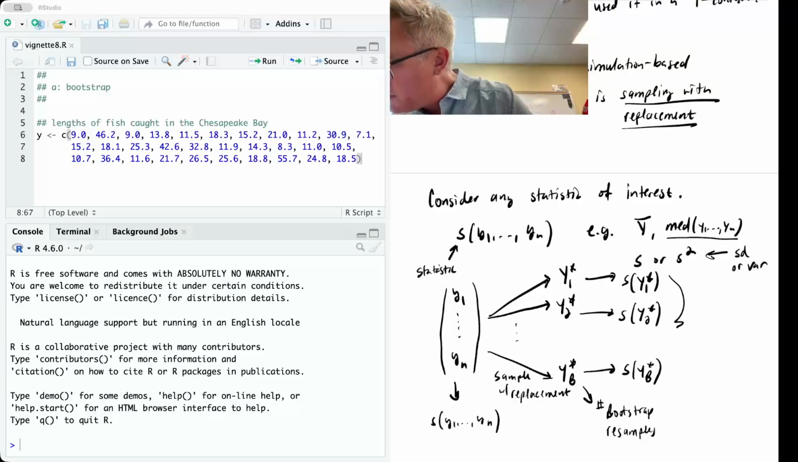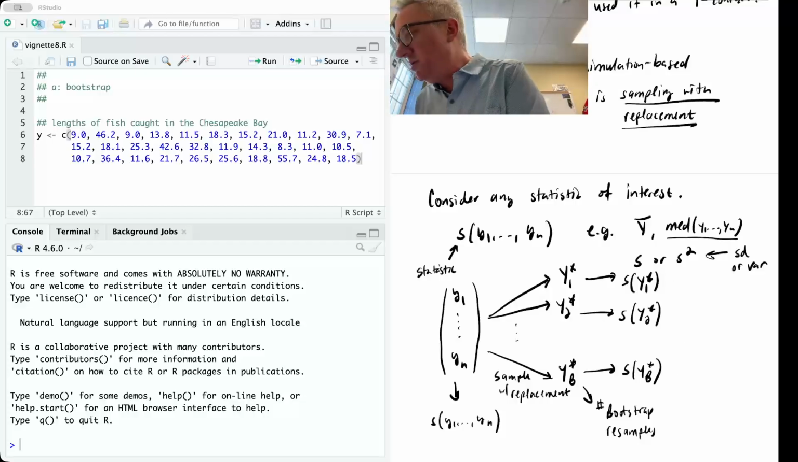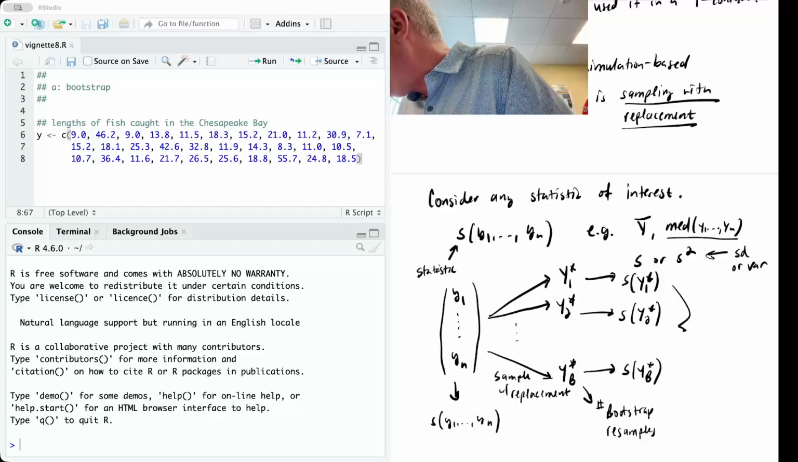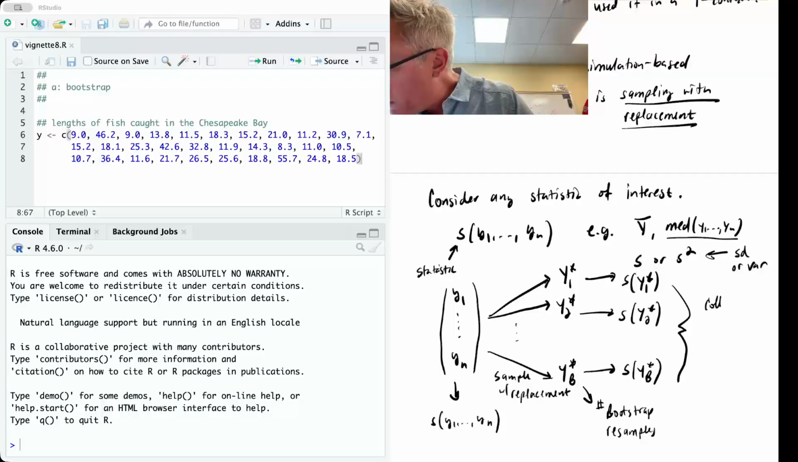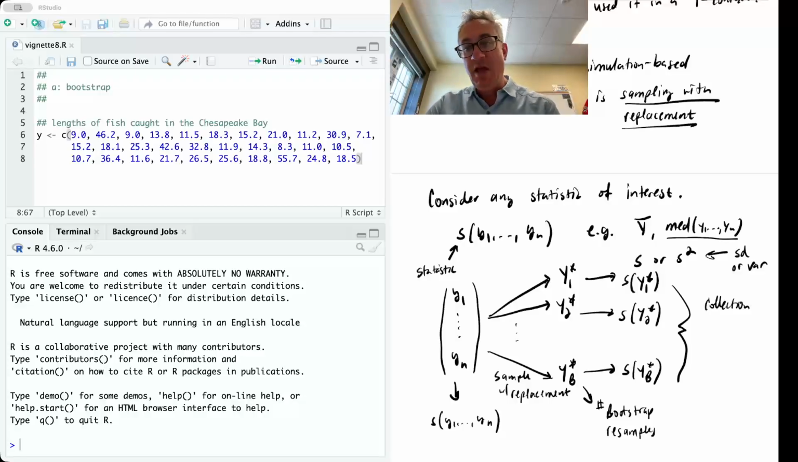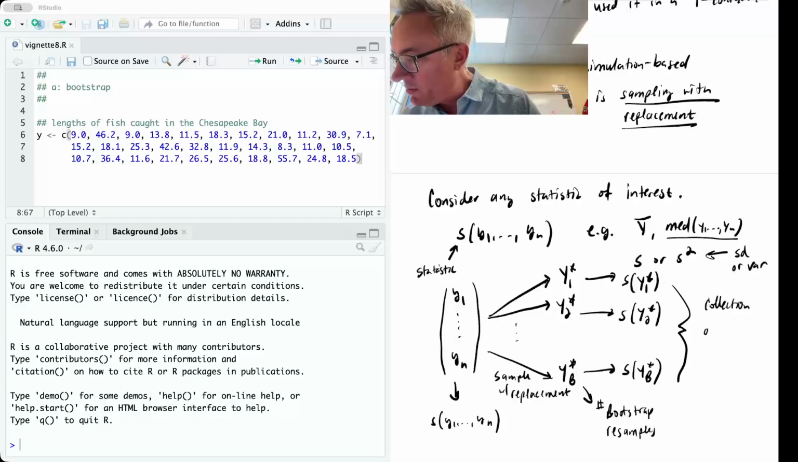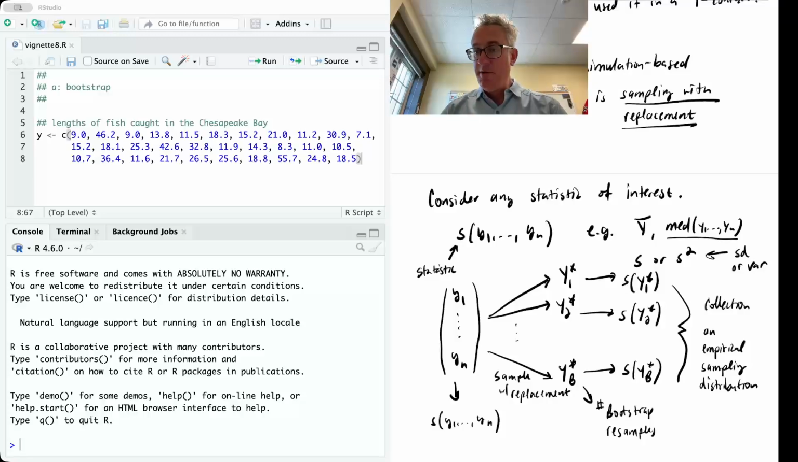And then this collection, that's again an ugly, man, it's hard to draw on your side. So there we go. That's what I'm looking for. So this is a collection of sampled statistic values. So it forms an empirical distribution. An empirical sampling distribution. That would be called the bootstrap sampling distribution.